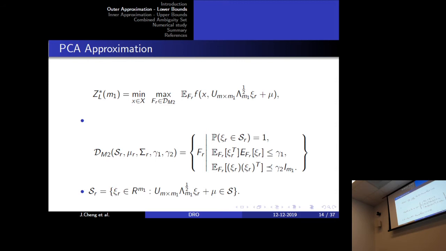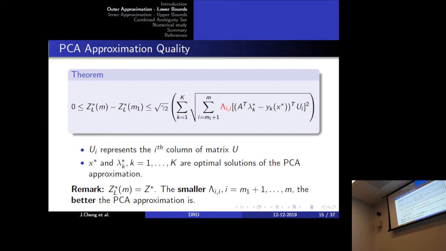In previous results, we established the relationship between the approximation and the true value. This is actually the true value of the original problem, because here you consider all principal components, so of course you lose nothing. We showed this is an outer approximation because it provides a lower bound. This approximation is always smaller than the true value. The difference is also bounded by some function directly related to the unused eigenvalues.